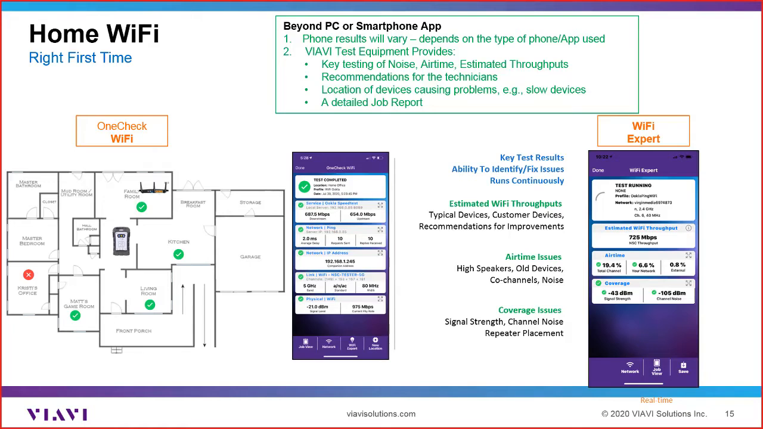One of the major offenders are slow or old devices that are on the Wi-Fi network, which causes everything to operate slower for the customer on that channel. And then finally, again, giving all that additional information to not only the technician, but the customer as well, with a detailed job report.